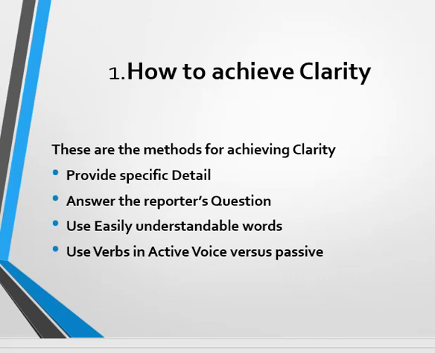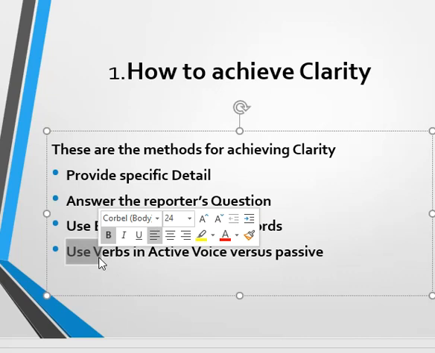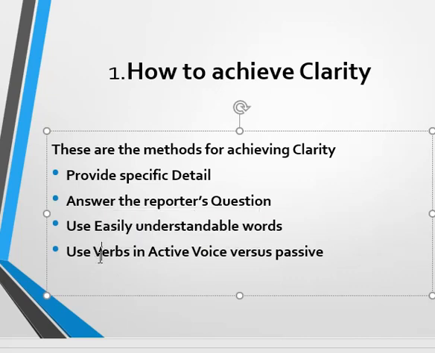The first one is providing specific detail. You can see here. The second one is answering the reporter's questions, and the third one is using understandable language. The fourth one is using active voice instead of passive voice. Now we'll discuss in detail one by one.